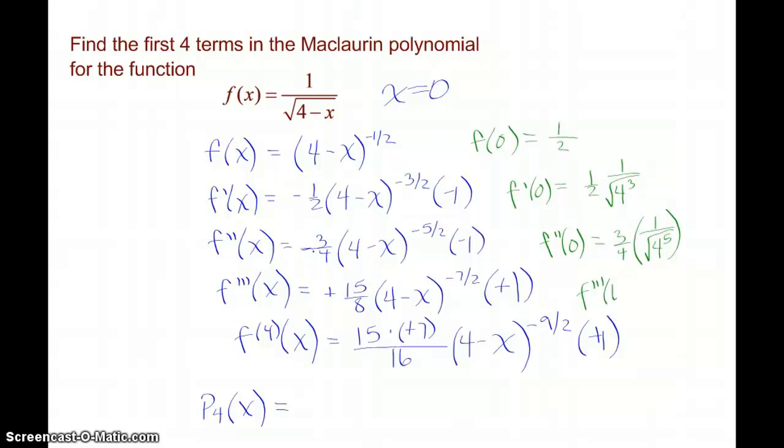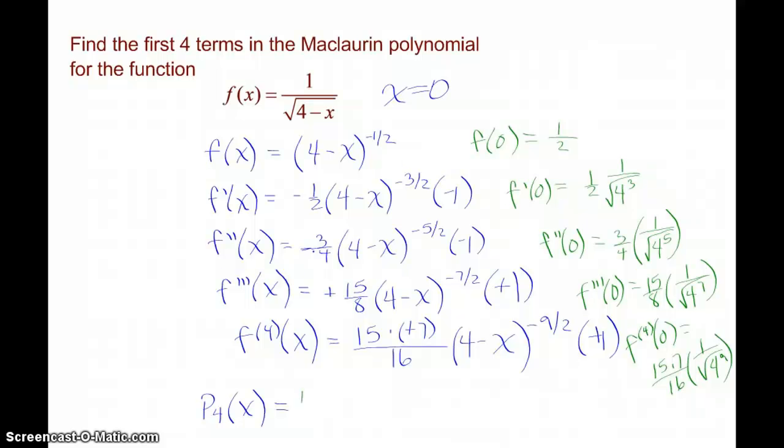Third derivative at 0, 15/8 times 1 over 4 to the 7th and the square root of that. Fourth derivative at 0, 15 times 7 over 16, 1 over the square root of 4 to the 9th. So there's our coefficients, and we can put those in there.